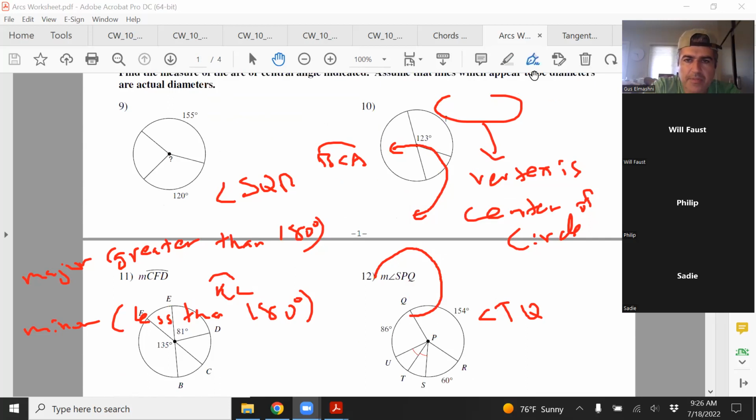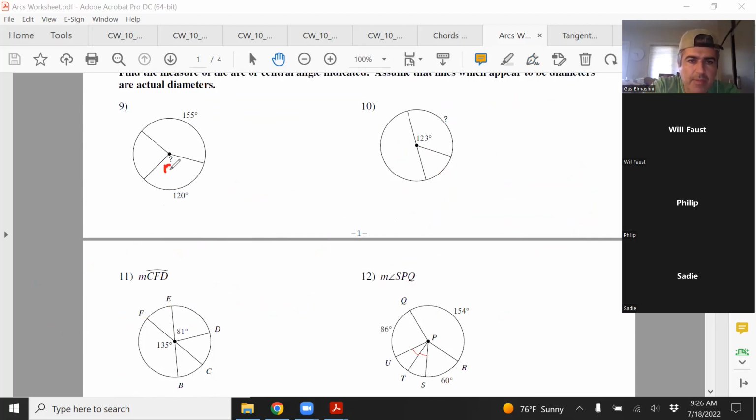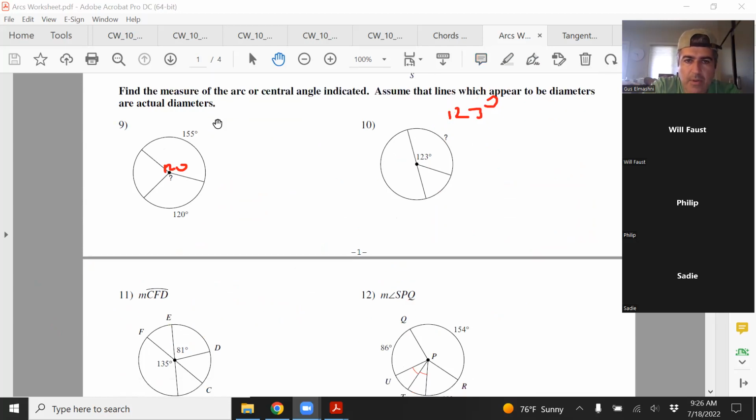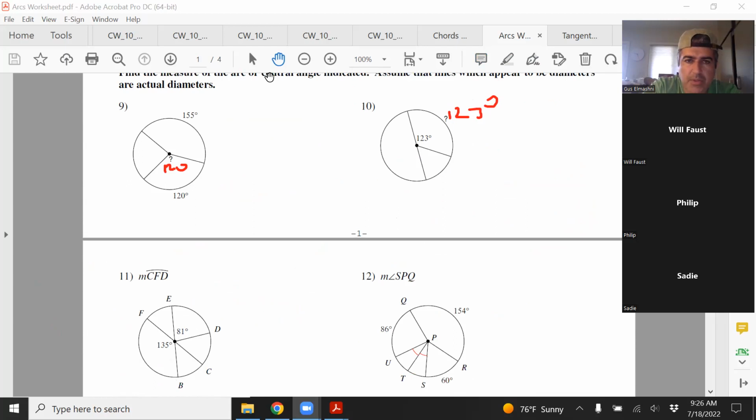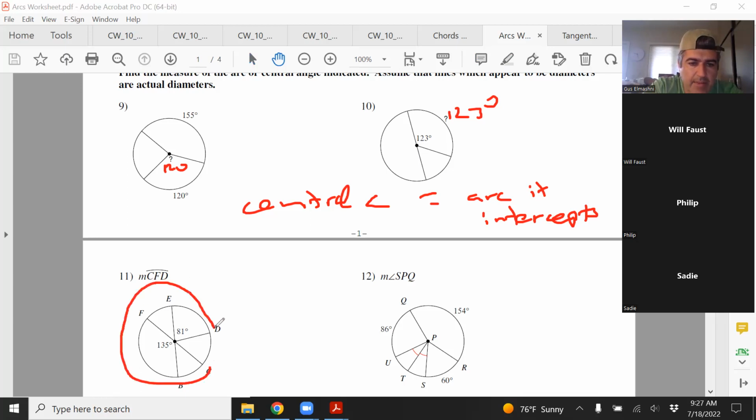Then we've got stuff with numbers. That's 120. Remember, central angles always equal the arcs they intercept. That's 123. So you have to find the measure of the arc or central angle indicated. They're always going to equal each other. The arc or the central angle equals the arc it intercepts, meaning what it covers. So CFD, all the way around like that.